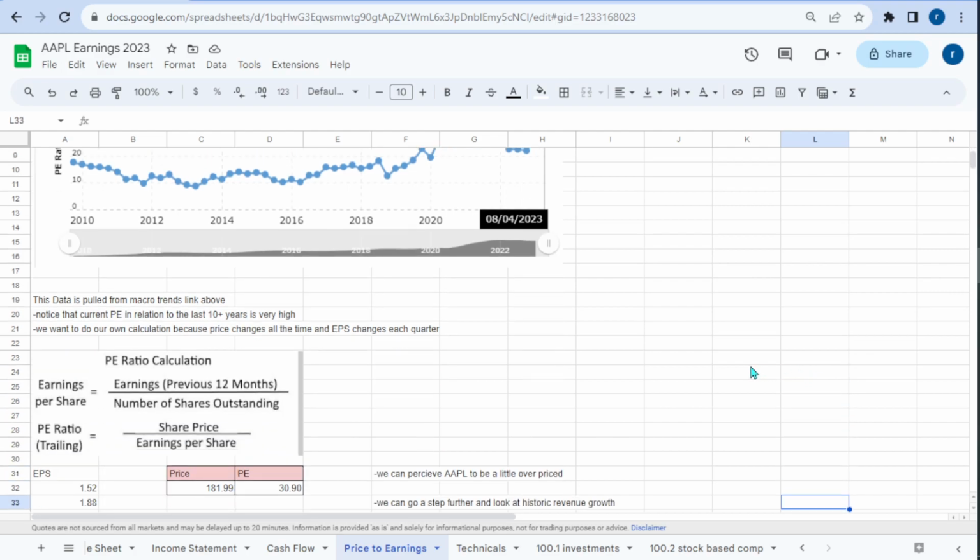All right, so how do we actually calculate PE ratio? Well, first we have to calculate earnings per share. So this is earnings for the previous 12 months, and then we divide that by the number of shares outstanding. And then from this, we calculate the PE ratio. So the PE ratio is the share price, and the share price is going to change all the time, divided by the earnings per share. The earnings per share only changes every quarter.